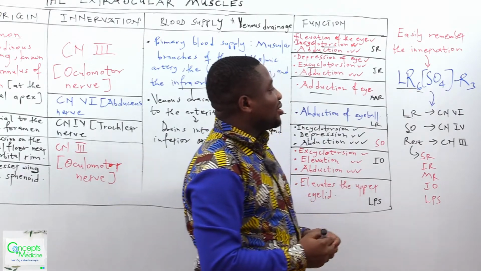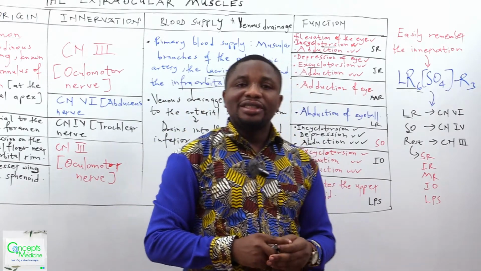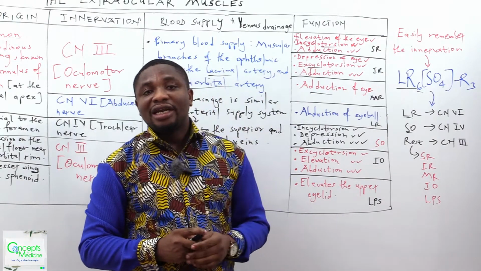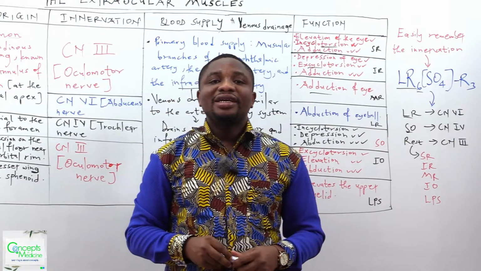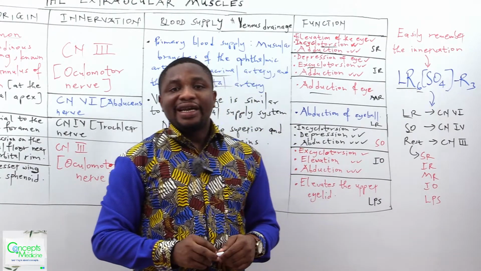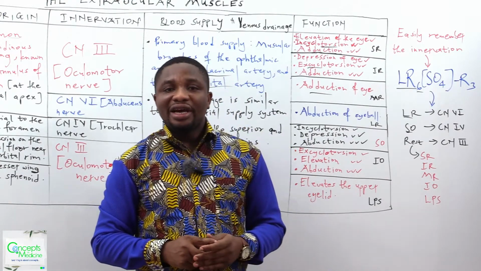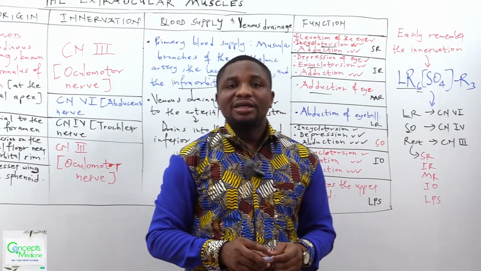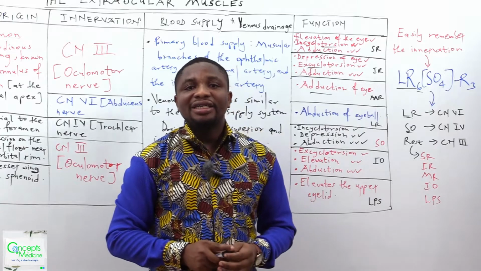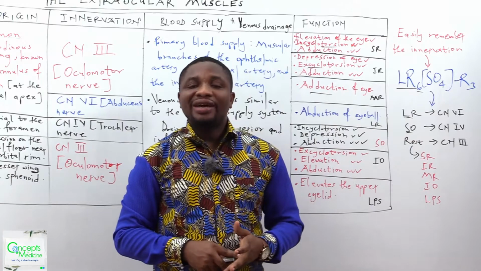So in that regard, we are saying that LR6, SO4, R3 simply means the lateral rectus muscle is innervated by the 6th cranial nerve, that is the abducens nerve. The superior oblique is innervated by the 4th cranial nerve, that is the trochlear nerve, and the rest, including the superior rectus, the inferior rectus, the medial rectus, the inferior oblique, and the levator palpebrae superioris are innervated by the 3rd cranial nerve, which is the oculomotor nerve.